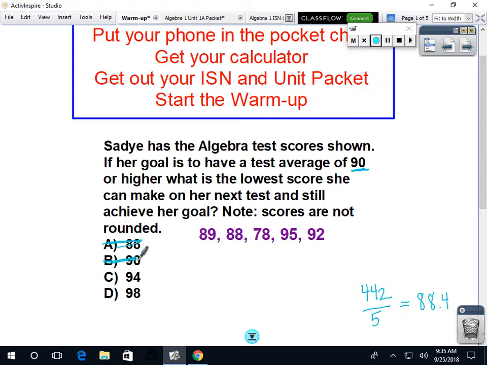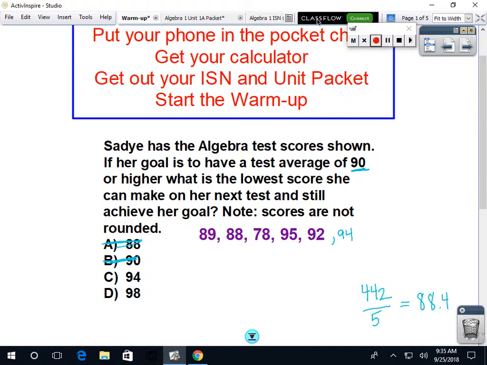So I would start by looking at 94. Say that 94 is her 6th score. I'm going to add that on to the rest of them. We already know the rest of them were 442. And now I'm going to add on a 94 to that. But now I divide it by what? 6, because now we got 6 test scores. And that gives me an 89.3.